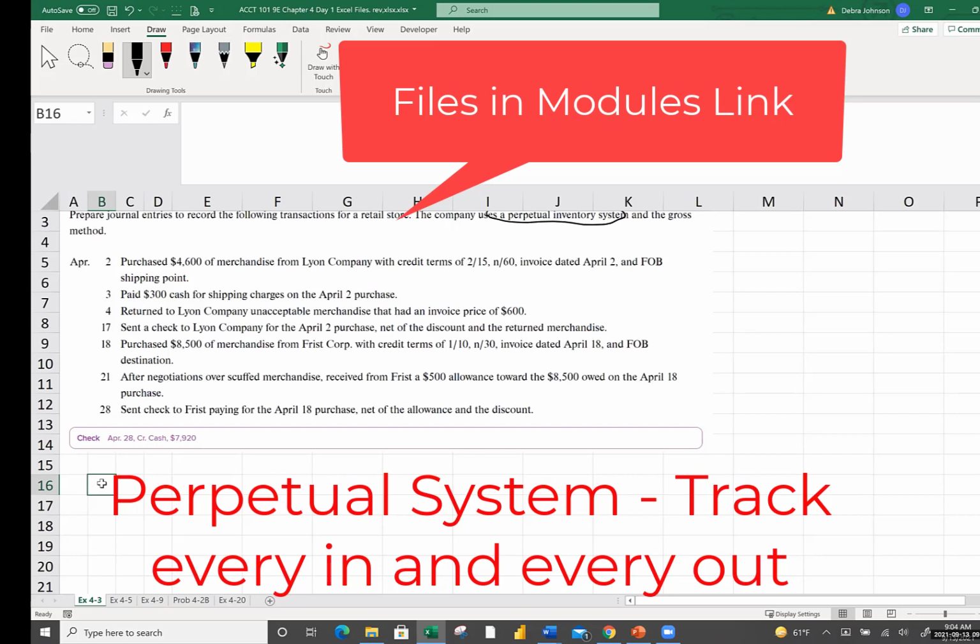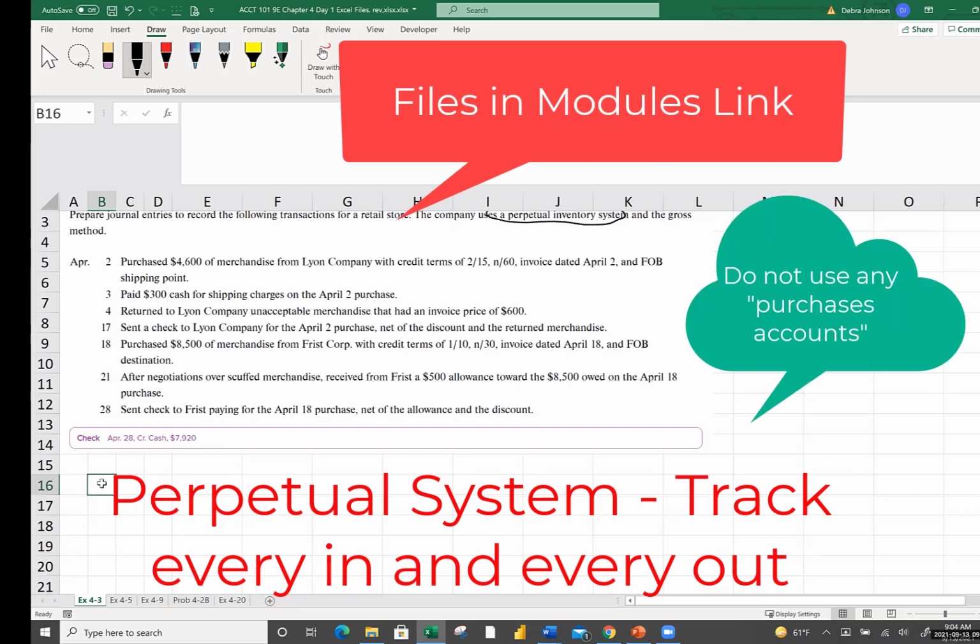Remember, no more purchases accounts, nothing related to the purchases accounts. So if you catch yourself using purchases, or purchases discounts or freight in or any of those purchase related accounts, you got to catch yourself. We don't have those anymore. They're all going to be run through the merchandise inventory account. So I think we're ready to go.